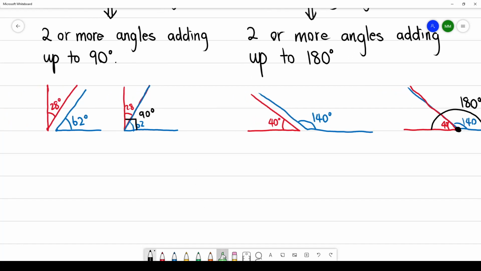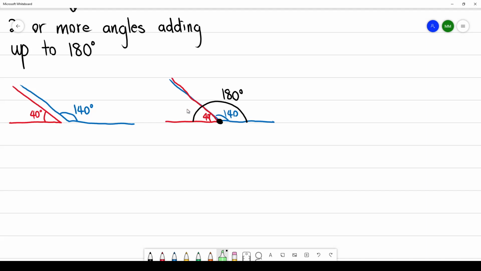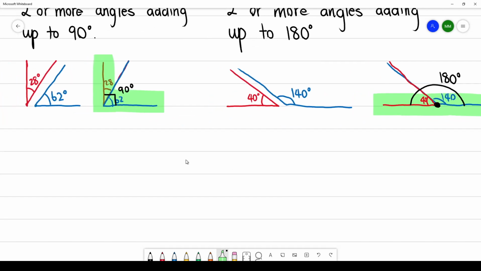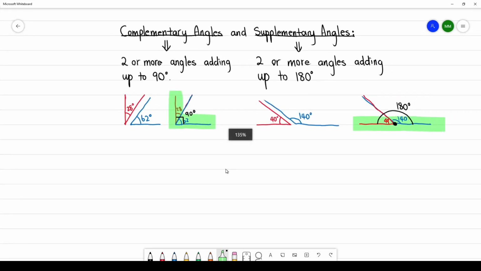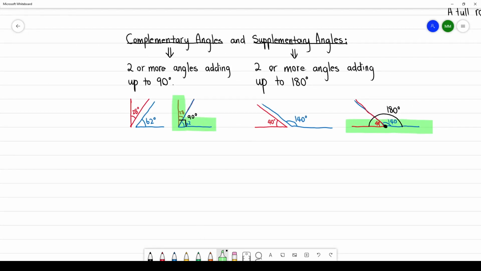So let me highlight this. So this here becomes a 90-degree angle, and then this here becomes a 180-degree angle. Okay? So any questions about complementary angles and supplementary angles? Concerns? Issues? No?